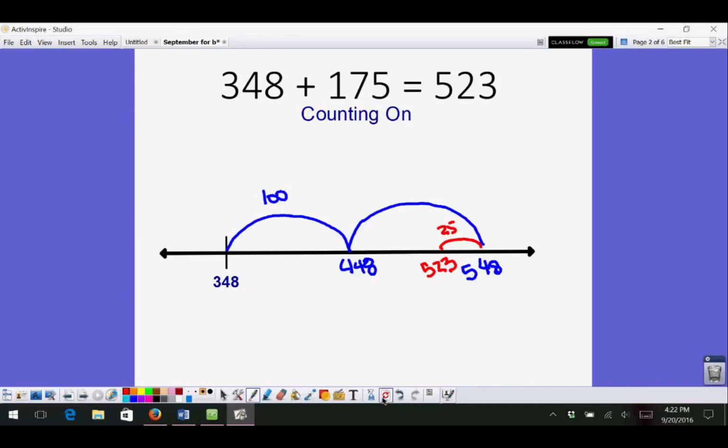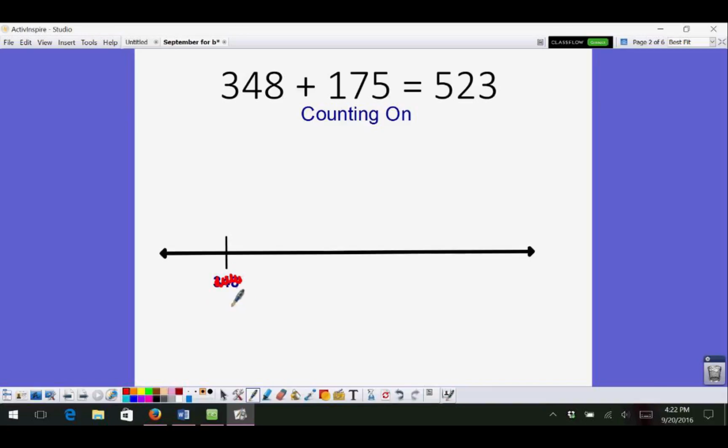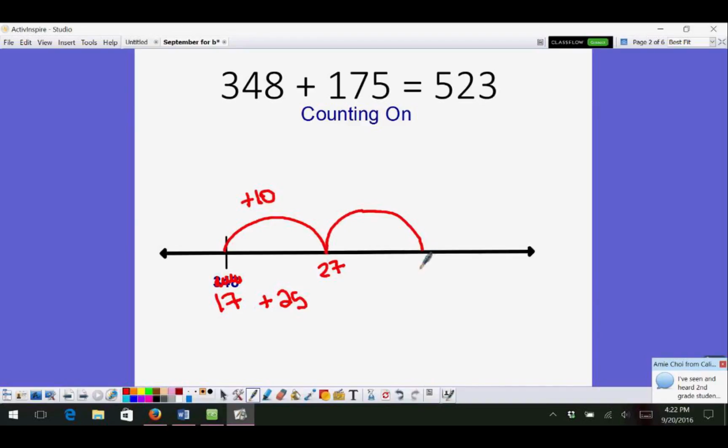Let me clear my mat. And pardon me, I'm going to have to just scratch some stuff out. Let's pretend we had 17 and we want to add 25. 17 plus 10 is 27. Plus 10 more is 37. Plus 5 more is 42. That's one way to approach it.